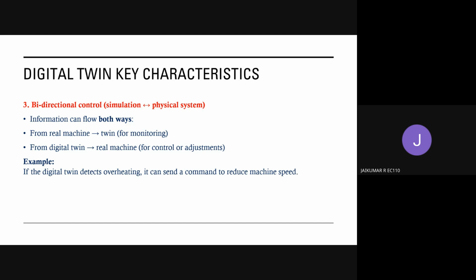For example, if the digital twin detects overheating, suppose for a machine we need to keep a proper temperature, and the machine gets overheated due to long-time running. The twin takes the decision, and the twin is able to control or reduce the speed of the machine to balance the temperature of the machine.